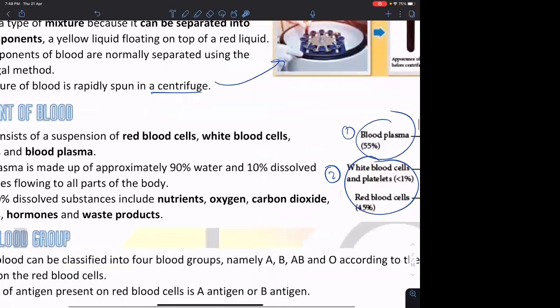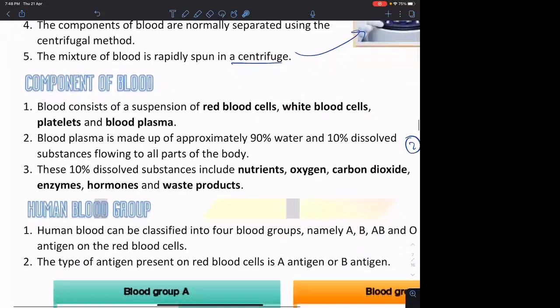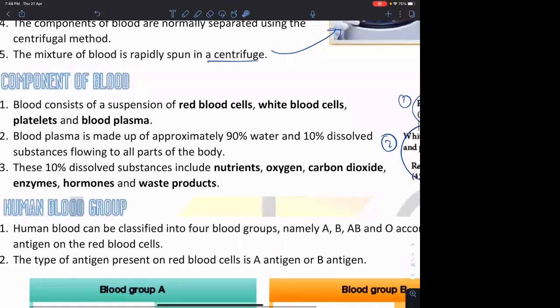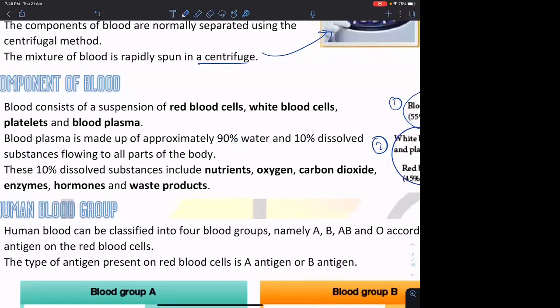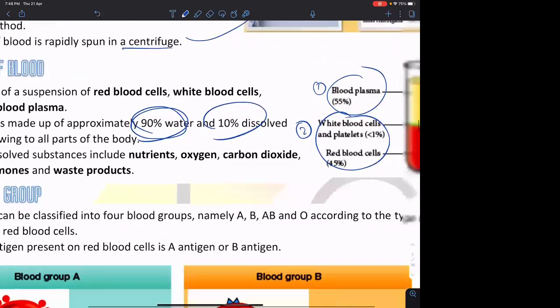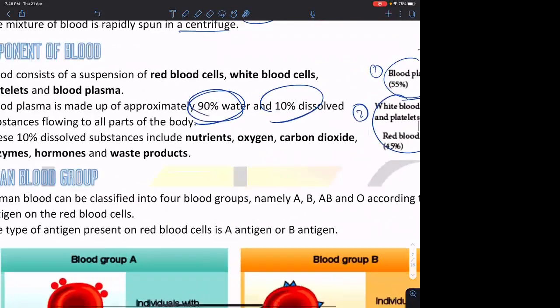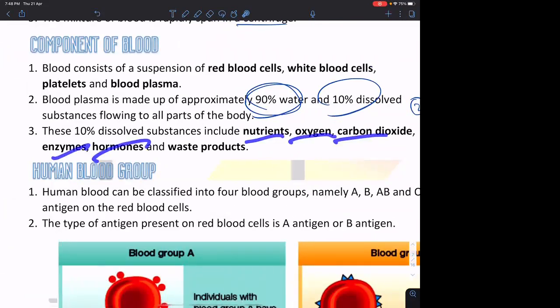All right, so let's look at the components of blood. What is inside your plasma actually? Your blood plasma is actually 90% water and 10% dissolved substances. That means this thing is mainly water. The other 10% is other stuff like nutrients, oxygen, carbon dioxide, enzymes, hormones. I told you about hormones just now, and waste products.